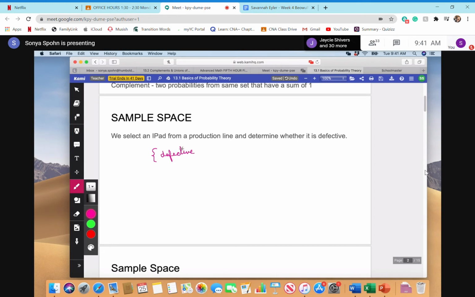The iPad could be defective, or it could be not defective. And that is what we call the sample space. Like, what could possibly happen? The thing could be defective or not defective. That's called the sample space. These 2 things are the outcomes. Okay, so that's just vocabulary.